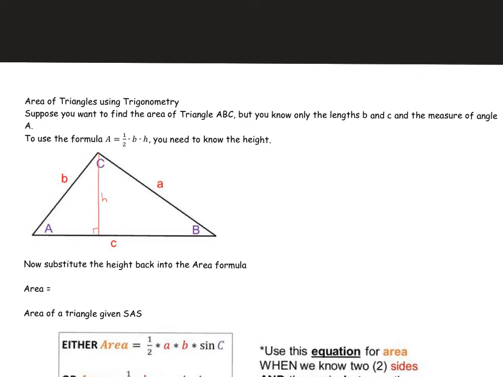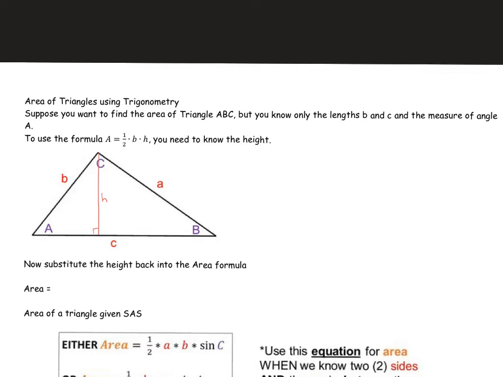Welcome back, everyone. Today we're going to be talking about areas of triangles using trigonometry, and then we're going to get into areas of segments. Suppose you want to find the area of triangle ABC, but you only know the lengths of side b and side c. You also know the measure of angle A.